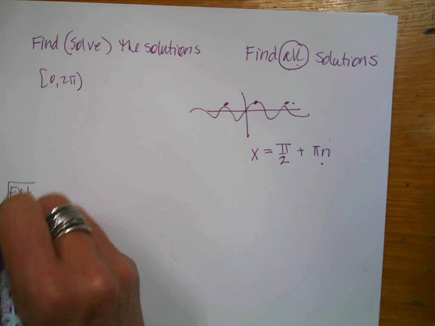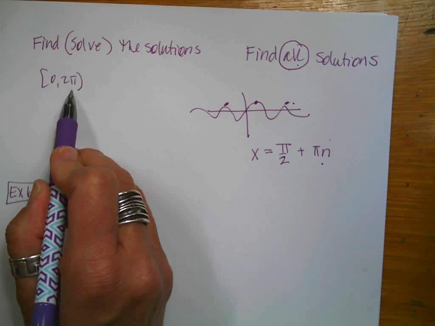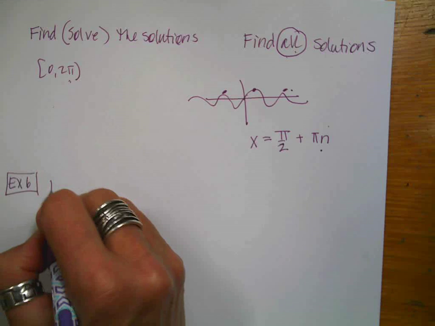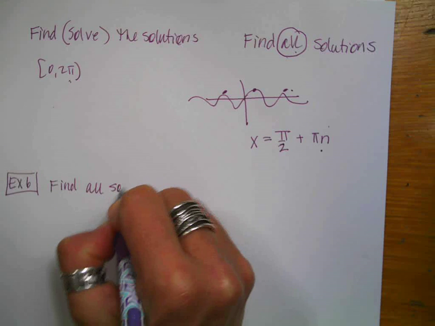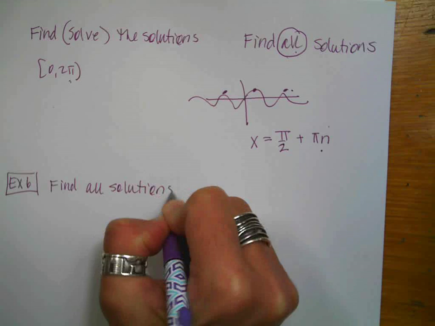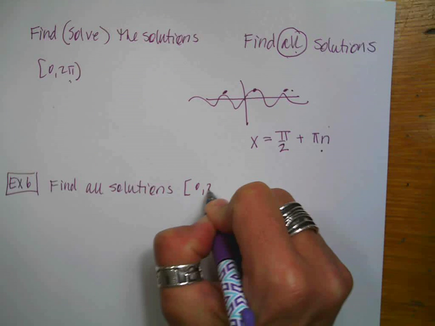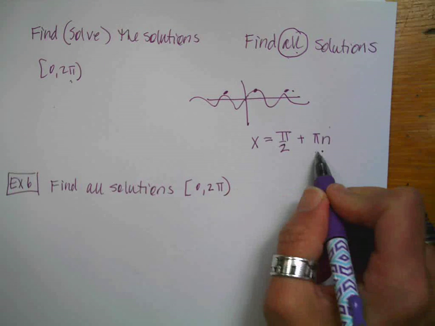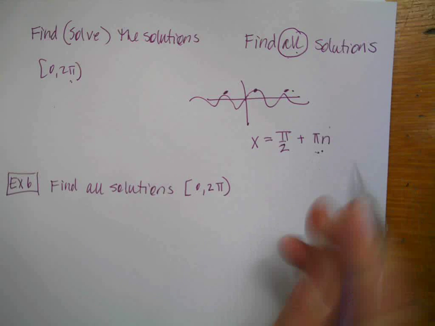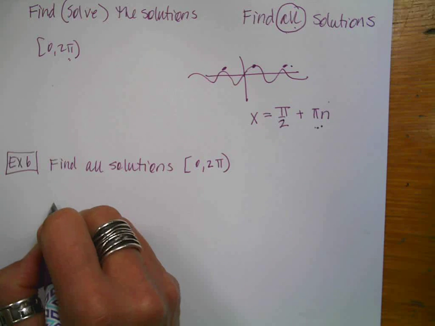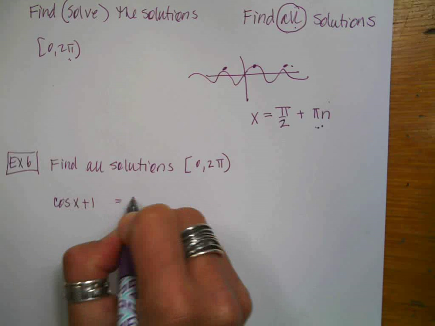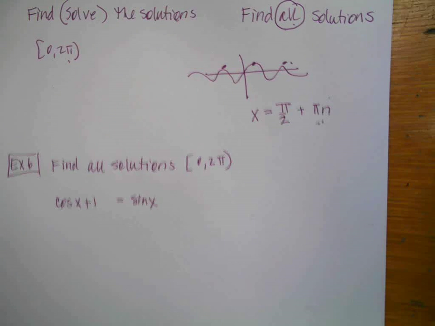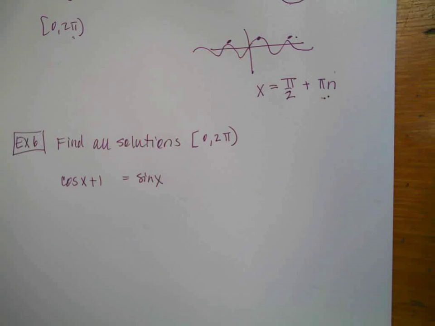Our last example, example number 6, is still going to be what we've been doing so far, from 0 to 2 pi. And I want to find all solutions. The lovely caveat is from 0 to 2 pi because I don't have to think about how often the values repeat. And this one's going to have a unique algebra step. Plus 1 is equal to the sine of x.